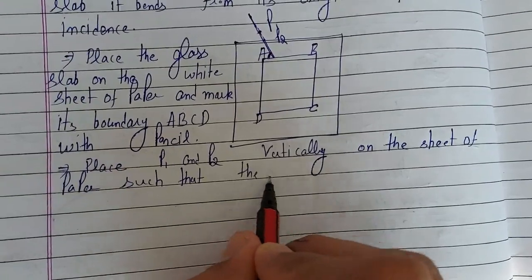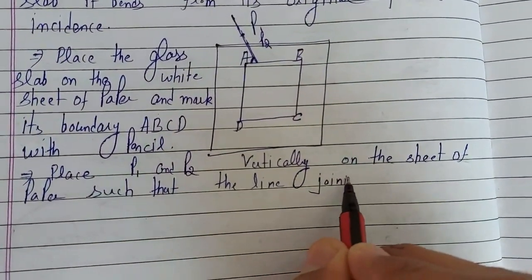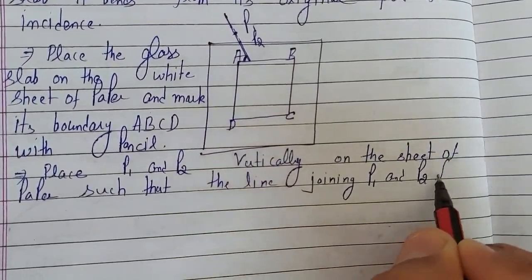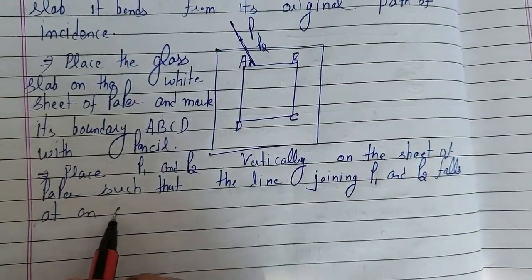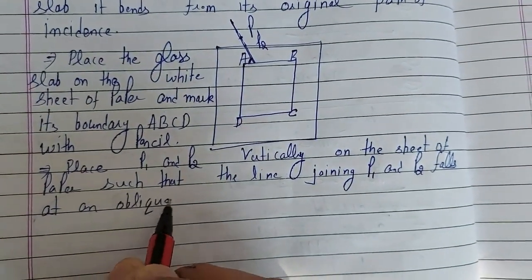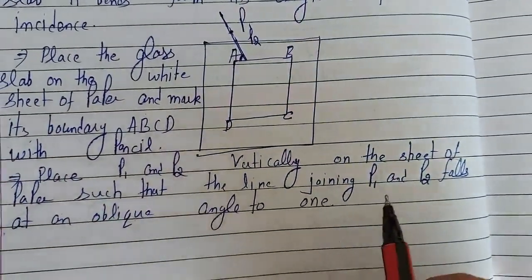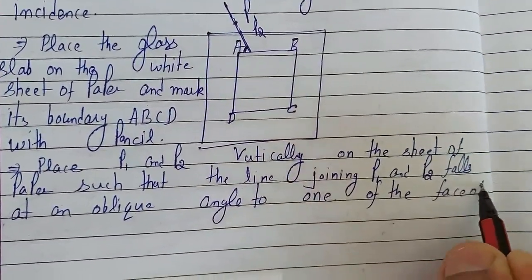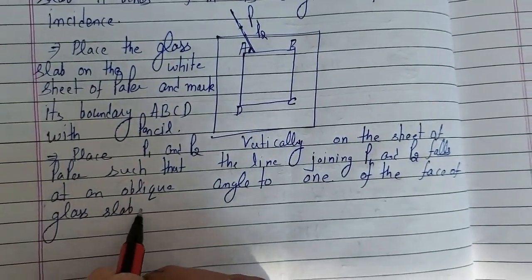Place P1 and P2 vertically on the sheet of paper such that the line joining P1 and P2 falls at an oblique angle to one of the faces of the glass slab.